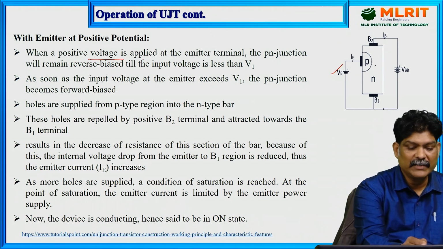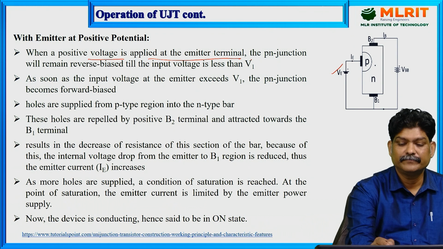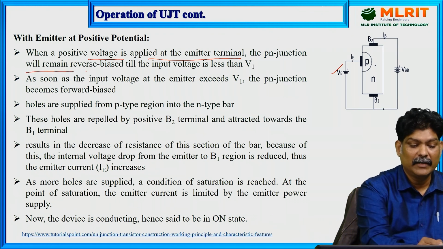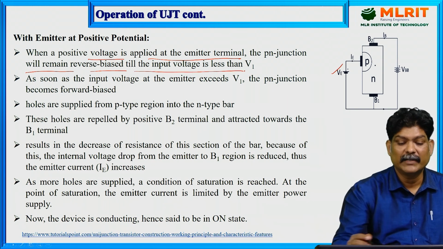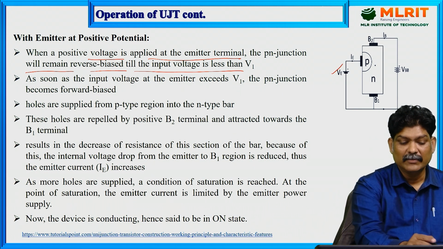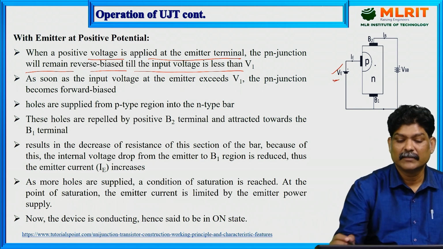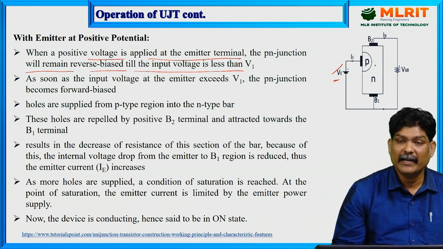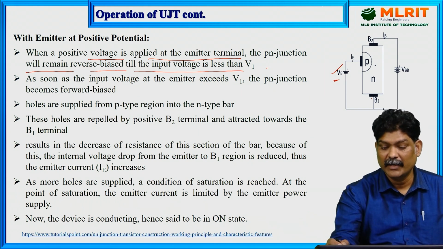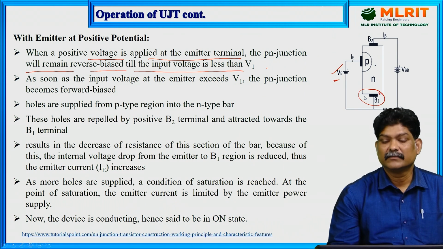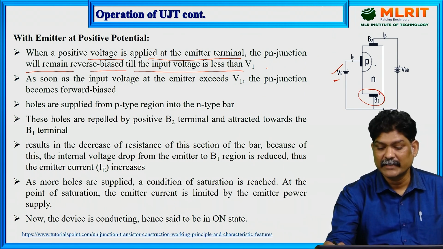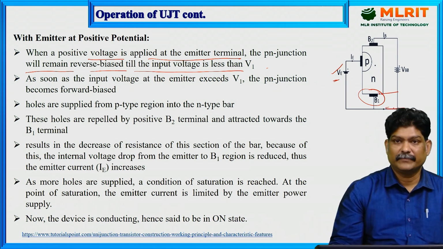When a positive voltage is applied at the emitter terminal, the PN junction will remain reverse biased as long as the input voltage is less than V1. This is a very essential point. Here V1 is the voltage across base 1, near the base 1.